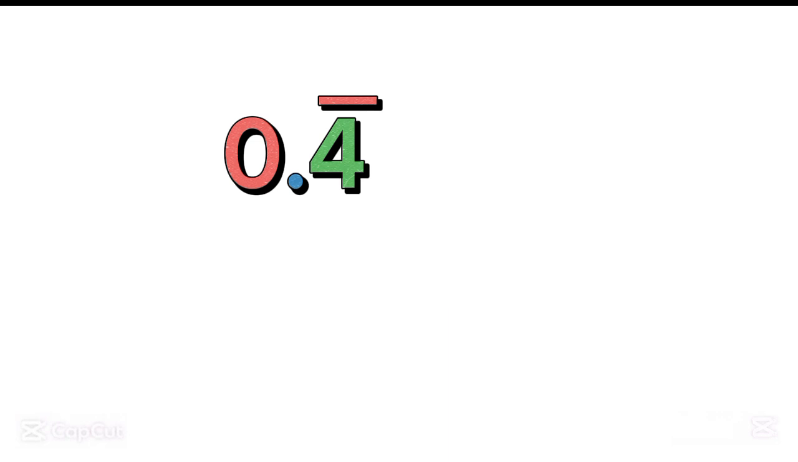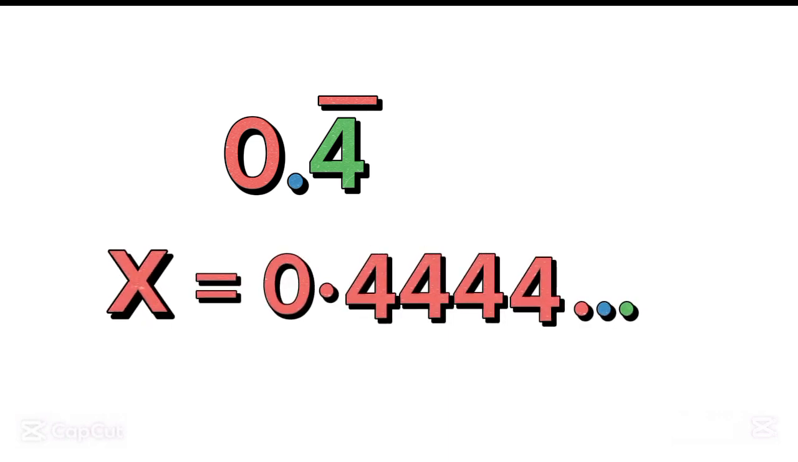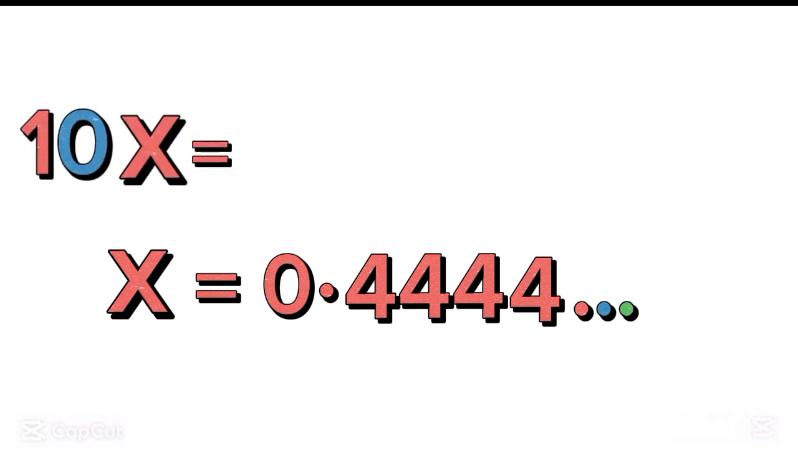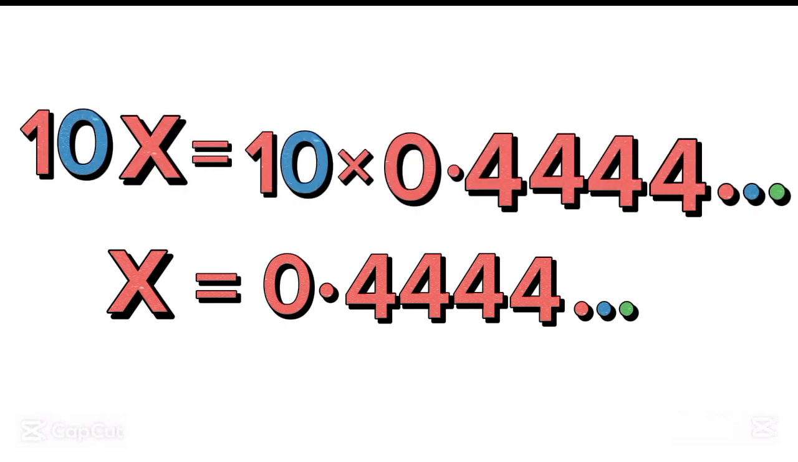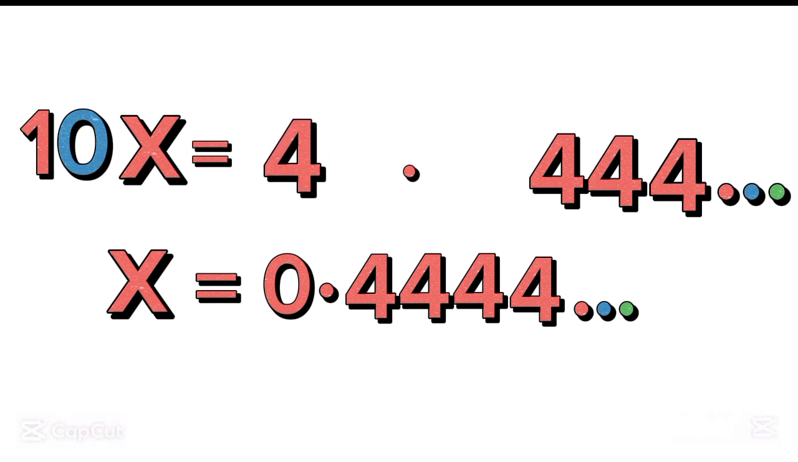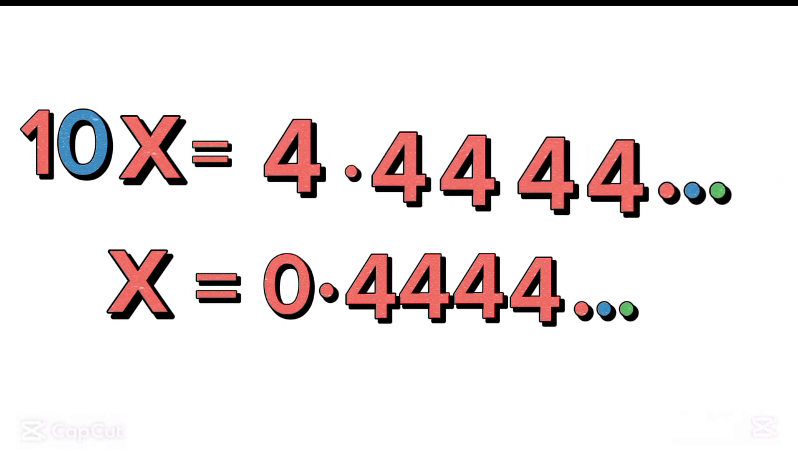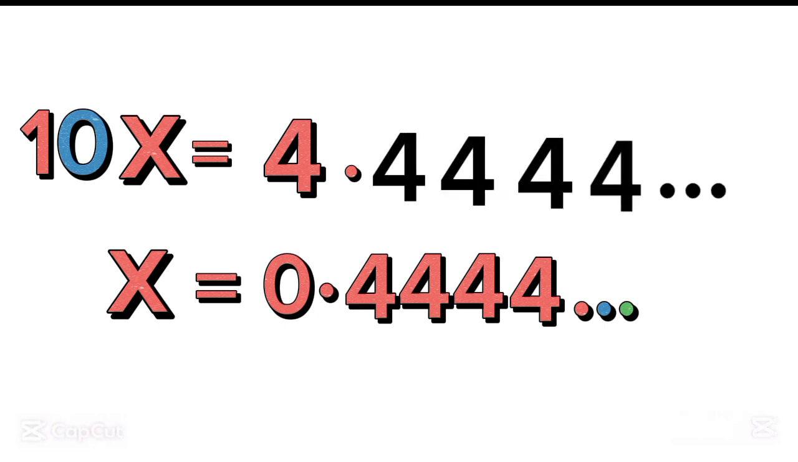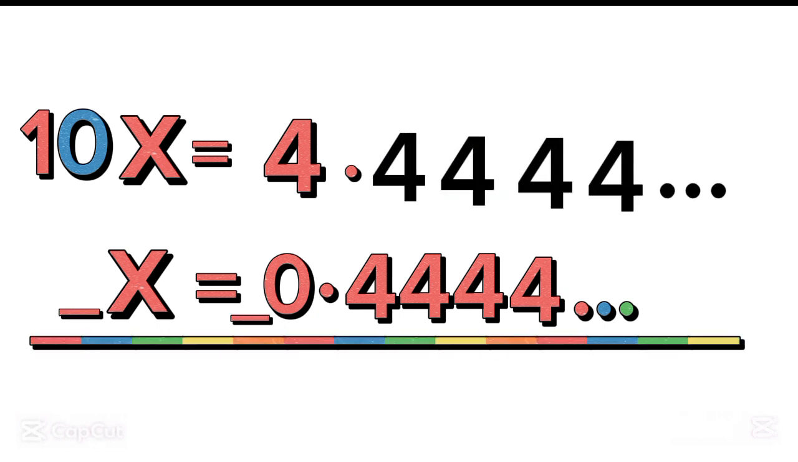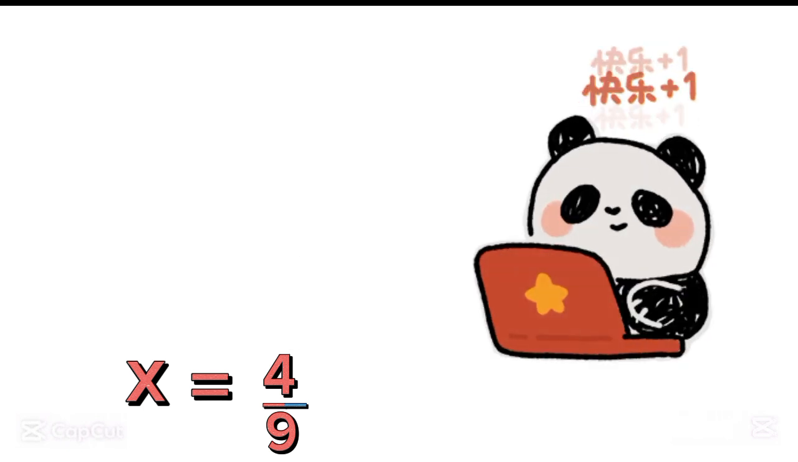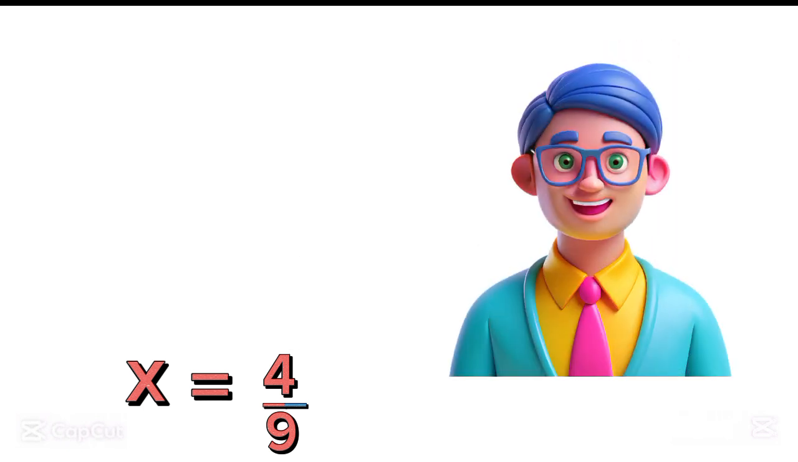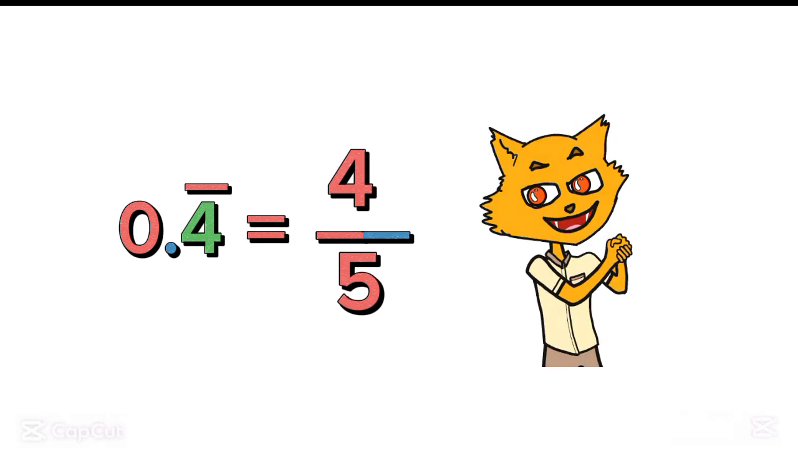Let's kick things off with an easy one, 0.4 recurring. We set x equals 0.4444 and so on, and multiply by 10 to shift everything to the left. Now we have 10x equals 4.4444. Now, stop for a second, check those decimals. Look how perfectly they line up. So, now we subtract, which simplifies to 9x equals 4. Divide by 9, and bam, you get x equals 4 divided by 9. Boom. Just like that, 0.4 recurring equals 4 divided by 9.